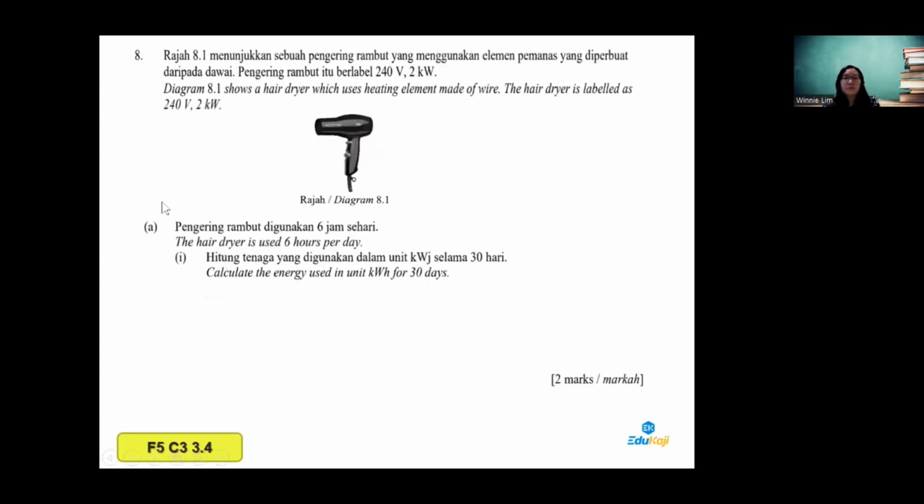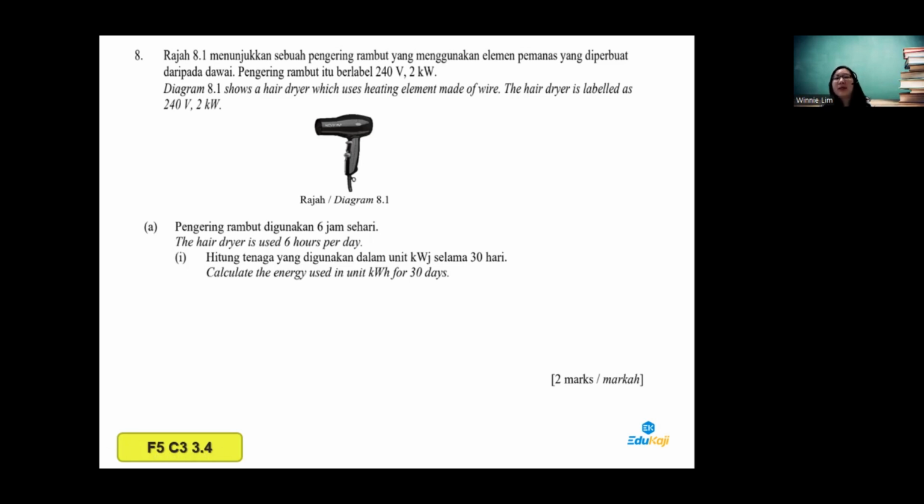Number 8. Number 8 is from 5 questions, chapter 3, electricity, on electrical energy and power. Diagram 8.1 shows a hairdryer which uses a heating element made of wire, and the hairdryer is labeled as 240 volt and 2 kilowatt. The hairdryer is used for 6 hours per day. Calculate the energy used in the unit of kilowatt hour.